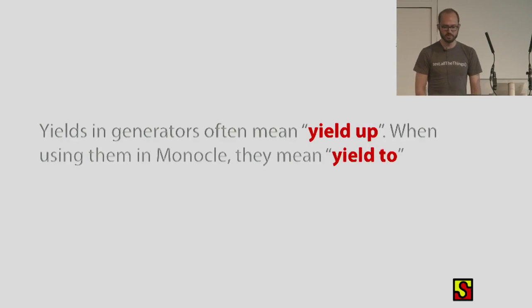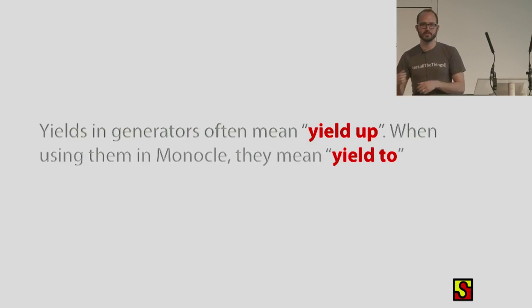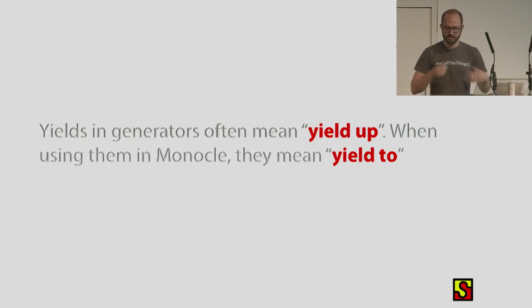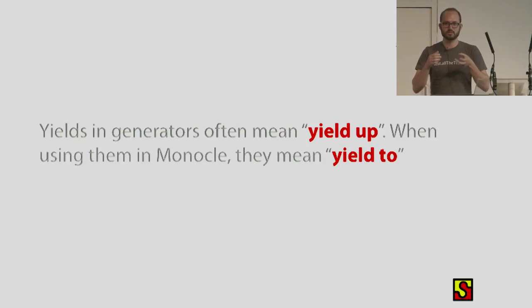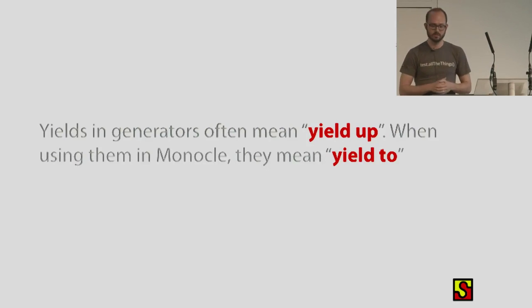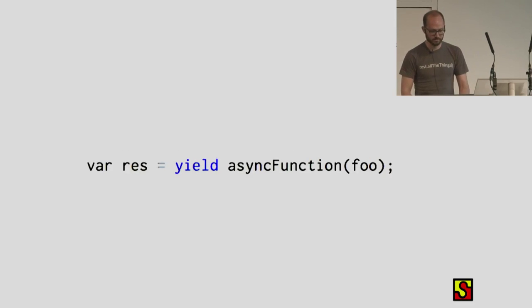So, a brief word on the way we use yield. In generator functions, you often think of it as yielding up. Like if you yield 5, that means you're giving 5 back to whoever called you. When using Monocle or something like this, it's better to think of it as yielding to. Like when you're in traffic and there's a yield sign and you need to wait for something else to happen in order to keep going. So essentially thinking of it as yielding to some asynchronous function. So yeah, just another example. You're yielding to an async function, getting the result in res here.